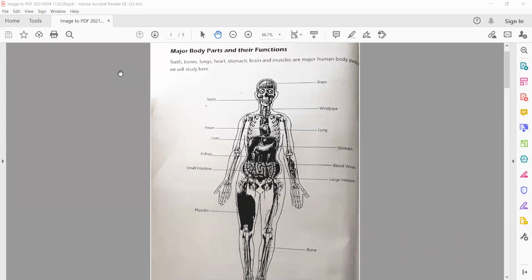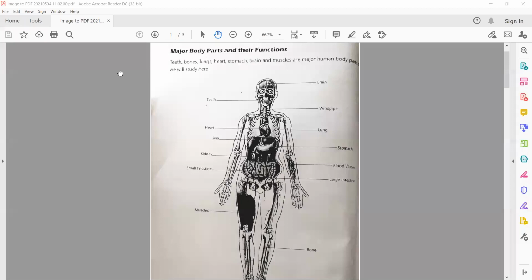What is the function of the brain? The brain controls all the activities of the body. The teeth help us to chew food. Windpipe is the air passage from the throat to the lungs. The lung is the respiratory organ where exchange of gases takes place. The heart pumps blood throughout the body, and the liver produces the digestive juices which help in digestion. The stomach stores food.